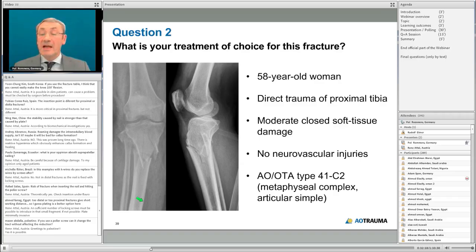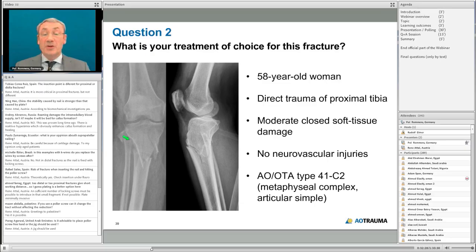So now here I have a second question for you. This is a 58-year-old woman. She had a direct trauma of the proximal tibia, but it is a closed fracture with a moderate closed soft tissue damage. There were no vascular injuries and no neurological damage. So we speak about an AO type 41C2 lesion, which means a metaphyseal complex and an articular simple lesion.